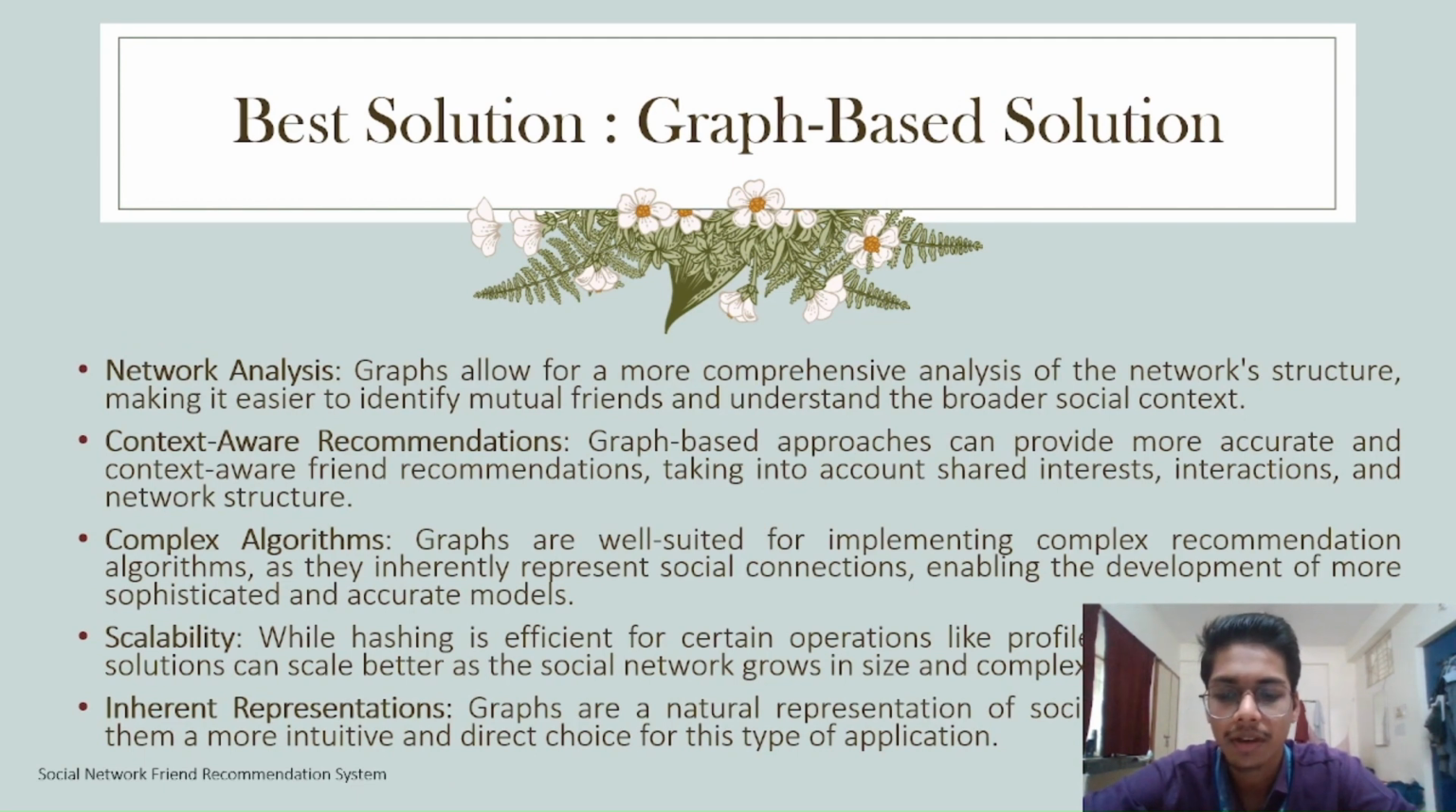Now, the best solution would be the graph-based solution because it is often preferred for social network friend recommendation due to several key reasons. It excels in network analysis, enabling a comprehensive understanding of the social structure, the context-aware recommendation that considers interaction, and the implementation of complex algorithms. Graphs also offer better scalability as networks grow and they provide a natural representation of social connections. In contrast, hashing, while efficient for certain tasks, may not match the depth and capabilities of the graph-based approach, making it a stronger choice for this application.